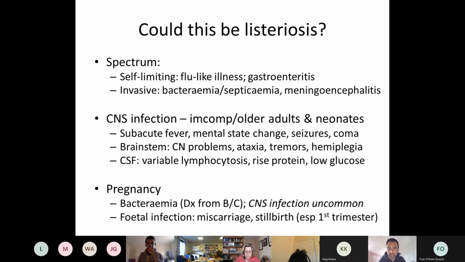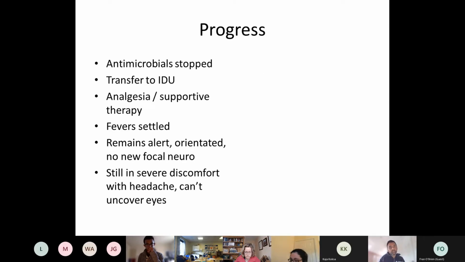So it's just worth remembering that in this case, she didn't really have any of the clinical features of encephalitis, and the CSF picture wasn't quite fitting either. But it's very unlikely for this to be listeria in this case. So what do we do?